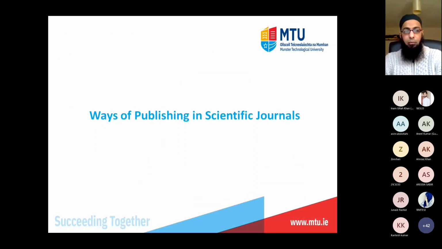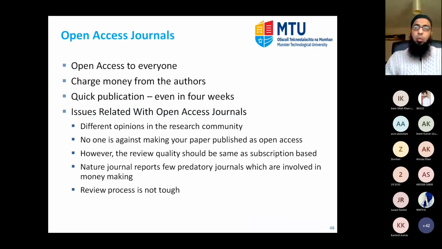Now, there are two ways of publishing in scientific journals. The first one is the open access journal. With open access journals, when you go to the journal website, you can easily download any article PDF without paying anything. And there are some reservations in the scientific community as well. For example, open access journals are charging a huge amount, ranging from $1,500 to $2,000. This is a huge amount that one cannot pay.